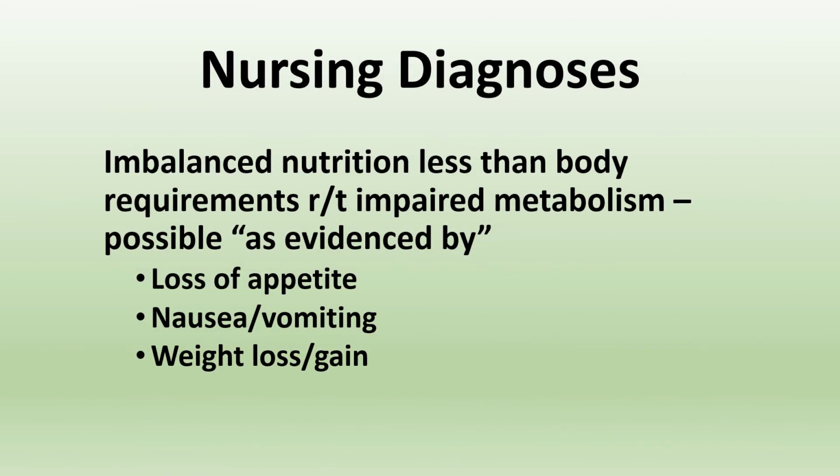The last nursing diagnosis discussed in this presentation is imbalanced nutrition, less than body requirements related to impaired metabolism. Imbalanced nutrition, less than body requirements related to impaired metabolism has several as evidenced by possibilities. These possibilities include loss of appetite, nausea and vomiting, weight loss, and weight gain. These indicators provide evidence which in turn are used in establishing the plan of care for a patient diagnosed with acute hepatitis.